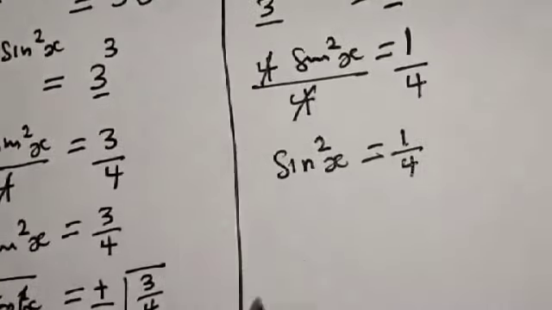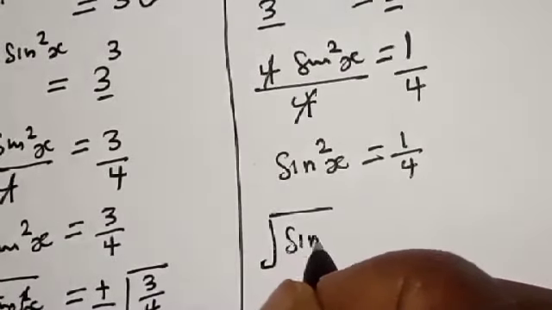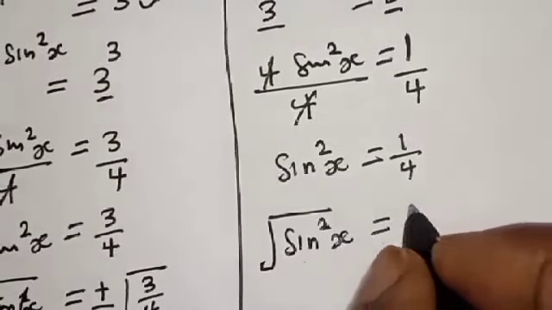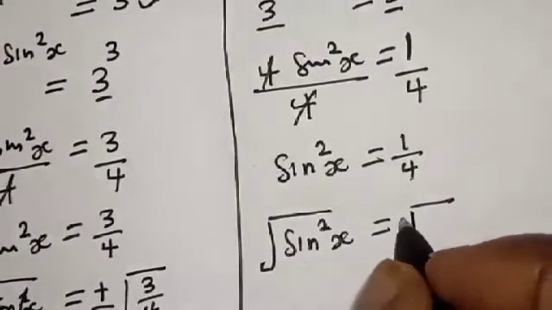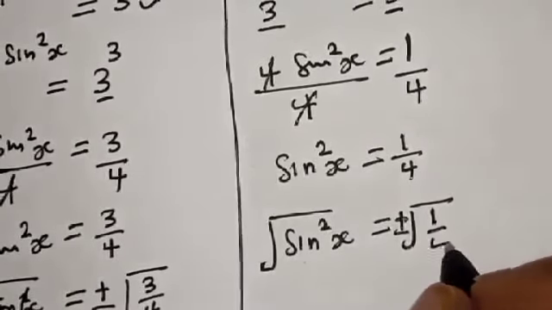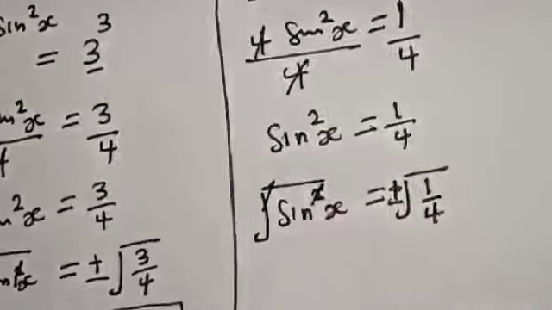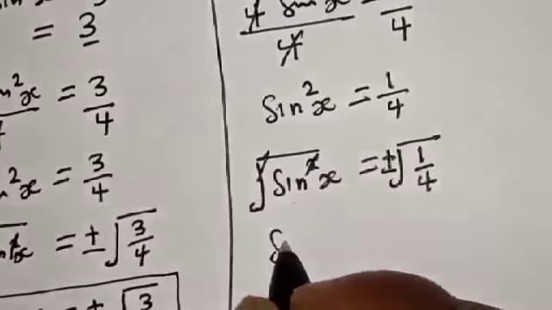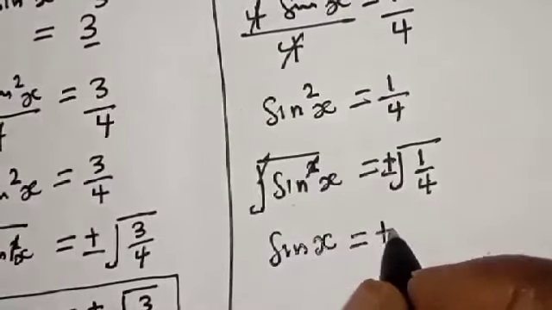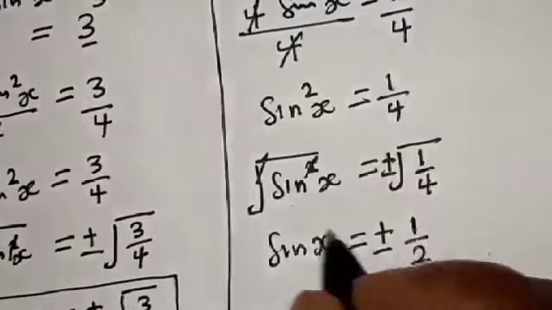Now, let's take the square root of both sides. Square root of sine square x is equal to square root of plus or minus 1 over 4. This one will cancel this. Then sine x is equal to plus or minus 1 over 2.